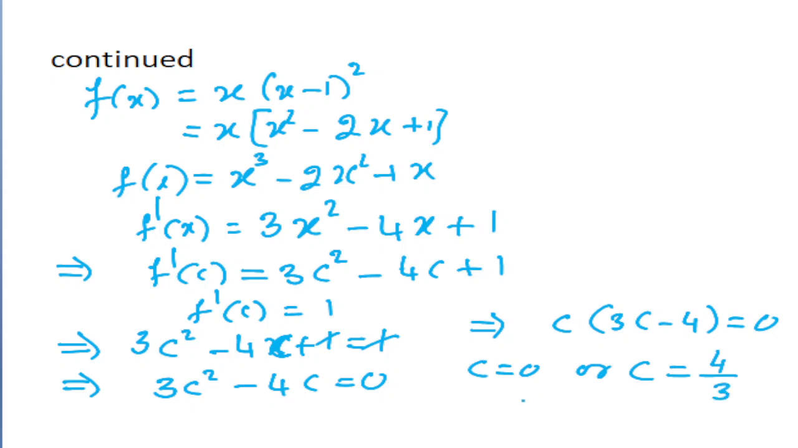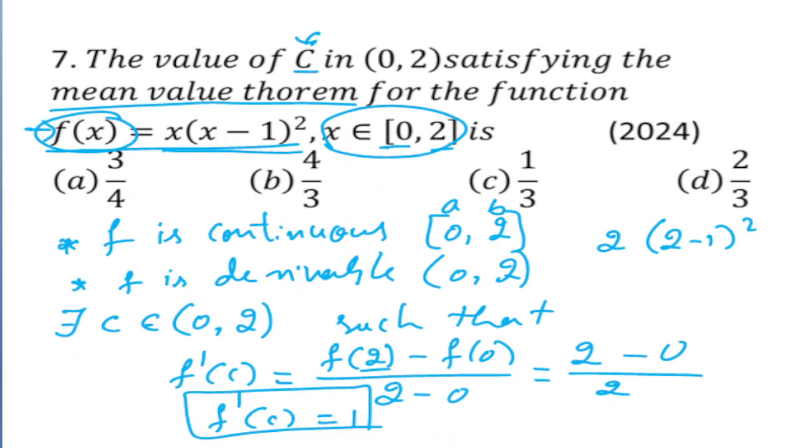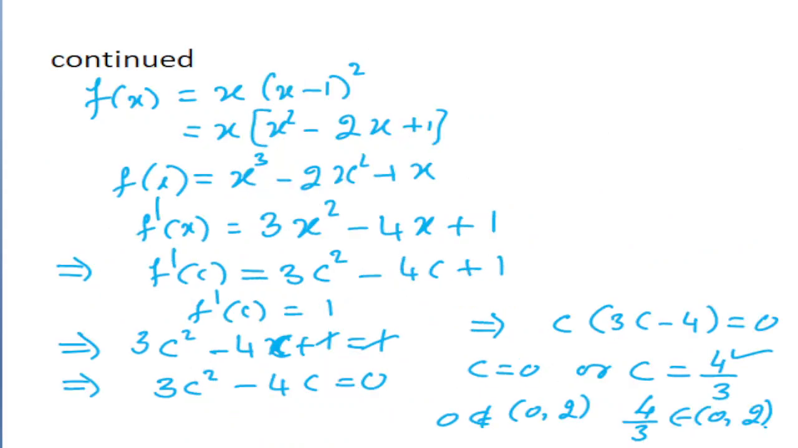c is equal to 0 is not possible because 0 does not belong to the open interval (0, 2). c is equal to 4 by 3 is possible as 4 by 3 lies in the interval (0, 2). So for this question, our answer is 4 by 3, that is option B. Now friends, this question appeared in the question paper of 2024 KCET.